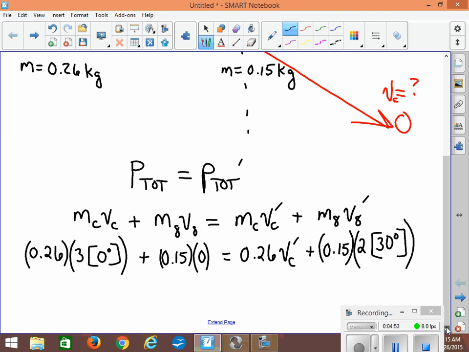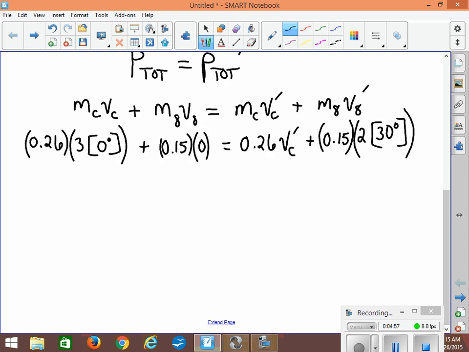So the only thing that looks different is these angles, right? So let's continue this. 3 times 0.26: 3 sixes are 18, 3 times 2 is 6, and 1 is 7. So 0.78 is what this would be, and it would still be 0 degrees.